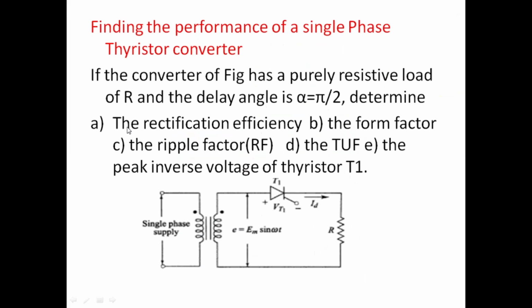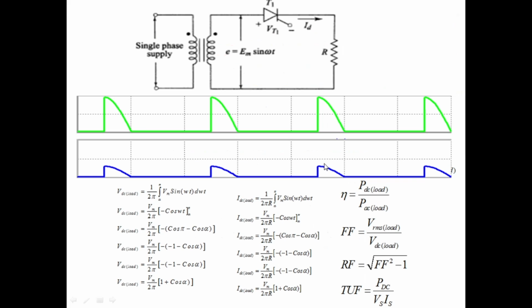What is he asking? He is asking us to calculate the rectification efficiency. So, what is the formula for rectification efficiency? The rectification efficiency formula is this: eta is equal to PDC of load divided by PAC of load. This is for the given circuit. So rectification efficiency is PDC of load divided by PAC of load.